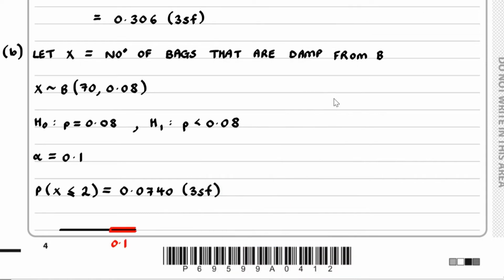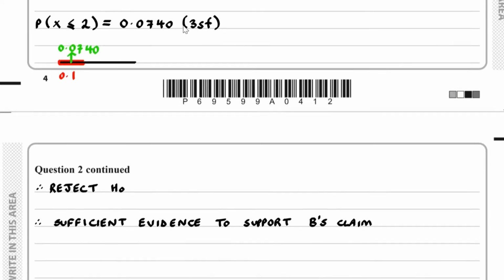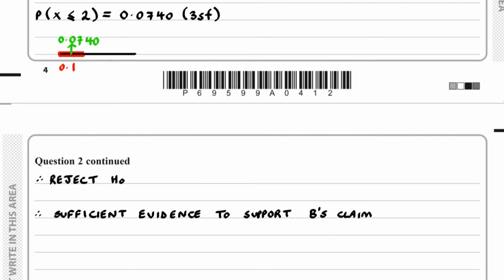And so we've got our significance level 0.1. We have found our probability to be 0.0740, and therefore we are in the region where we would reject H0, which means that there is sufficient evidence to support B's claim.